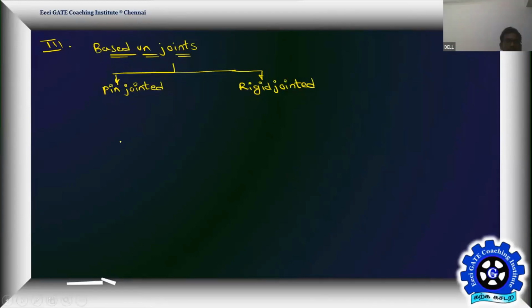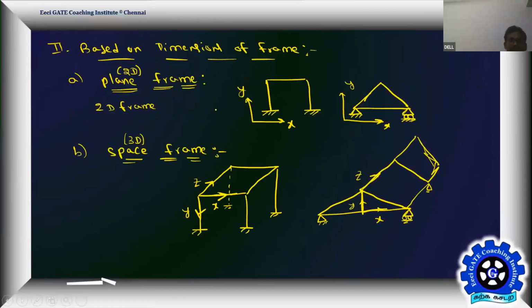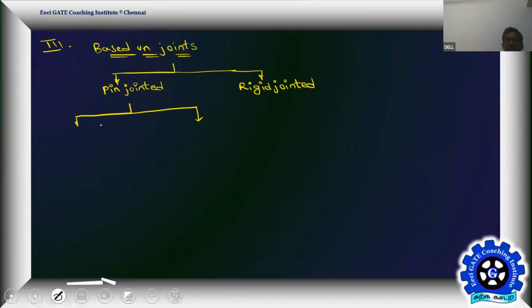So pin jointed structures are how many types? Once again, can you please tell me? Just now I told, structures based on dimensions of the frame, how many are there? Just look back. Plane and space, yes or no? Only two things are there. Either it can be two-dimensional or three-dimensional. Now here, a pin jointed structure also can be two-dimensional or three-dimensional.